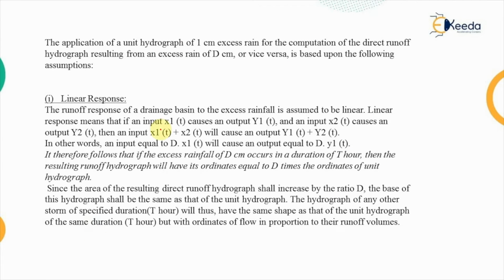Moving on. Now when we do the analysis of the unit hydrograph, there are certain assumptions which are taken to analyze it. So the first assumption in the application of the unit hydrograph is known as the linear response. Now what is this linear response? It says that the runoff response of a drainage basin, that means of the catchment area, to the excess rainfall is assumed to be linear.